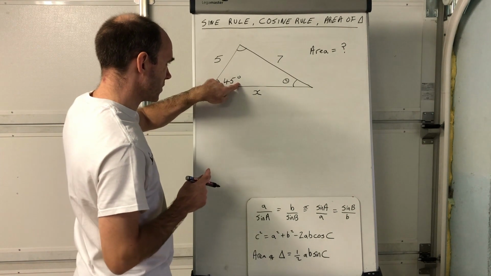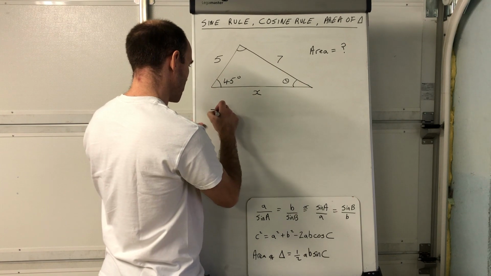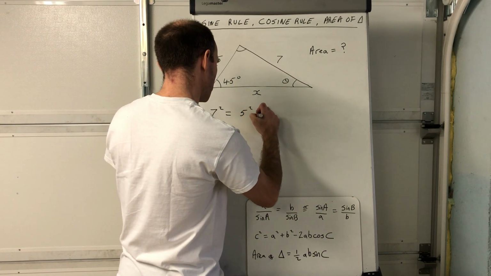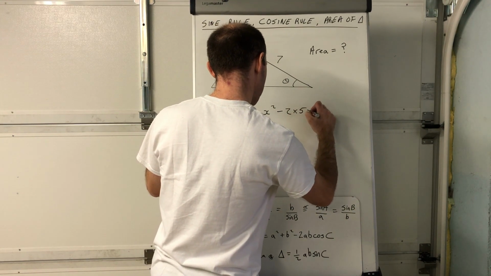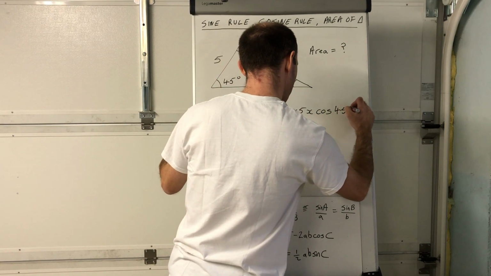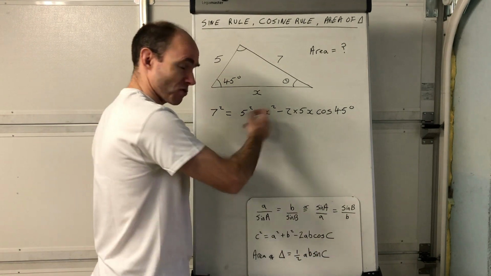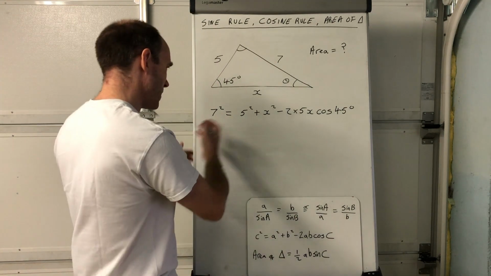So here's the angle we've got to use, 45 degrees. That one is the opposite length, so we're going to start it off with 7 squared. Then 7 squared equals 5 squared plus x squared, subtract 2 times 5 times x, cosine of that angle there, 45 degrees. You see it's already going to be a little more challenging because it's going to be a quadratic. That's why I went for the sine rule, because I knew it was going to be easier. Anyway, let's follow this through.